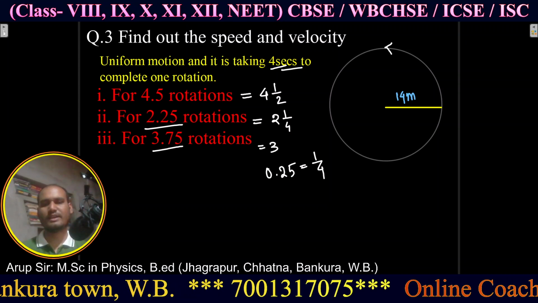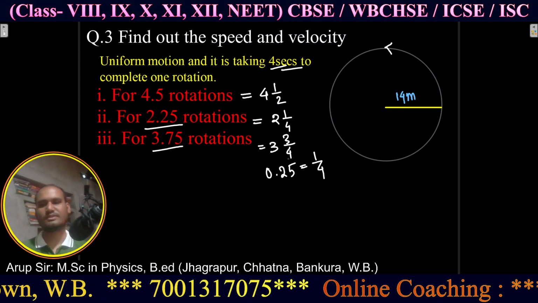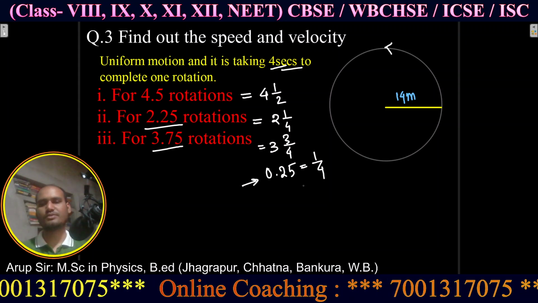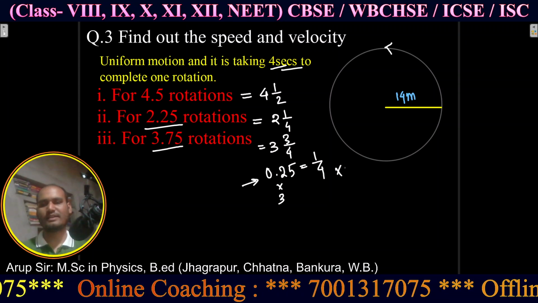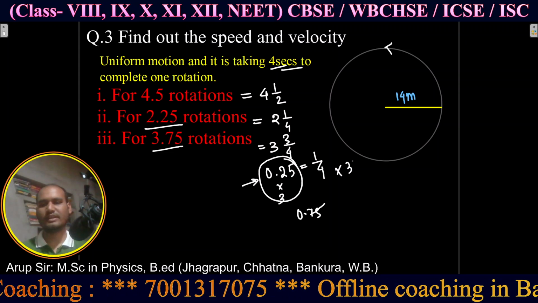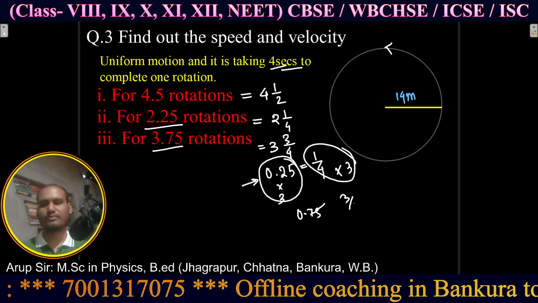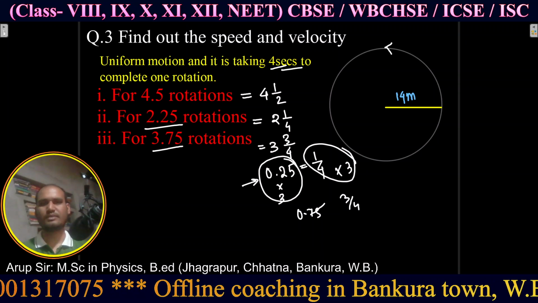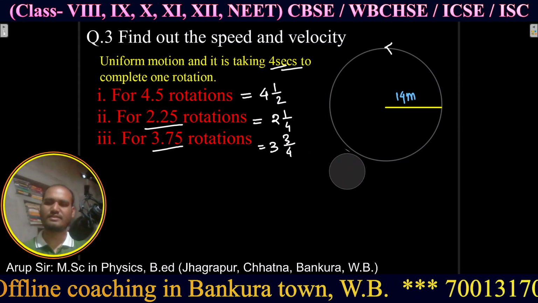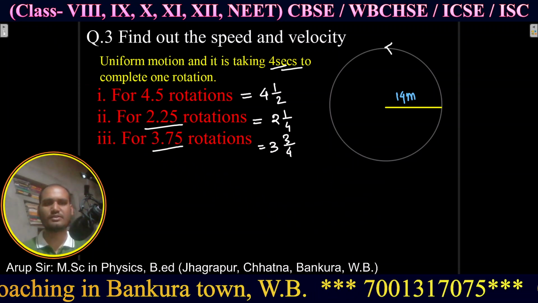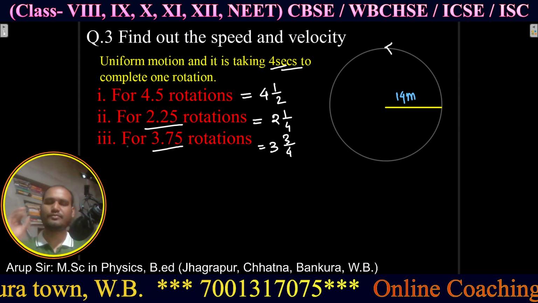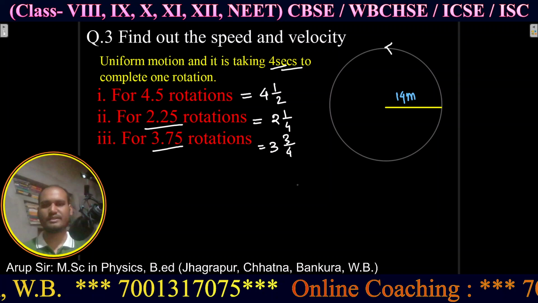3.75 can be written like this: 3 complete and 3 by 4. If 0.25 is 1 by 4, multiply this side and that side with 3, you will get 0.75, and 3 into 1 is 3, so 3 by 4. 3 by 4 means 0.75. You can also divide 3 by 4 and you will get 0.75. Now this is the fact that it is performing 4 complete rotation and half rotation.